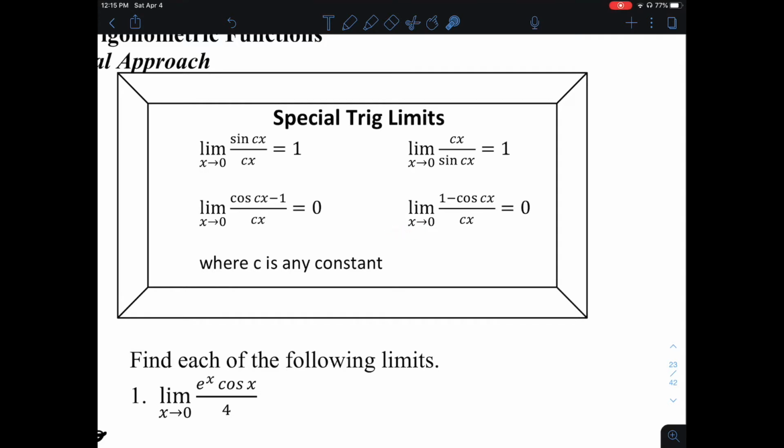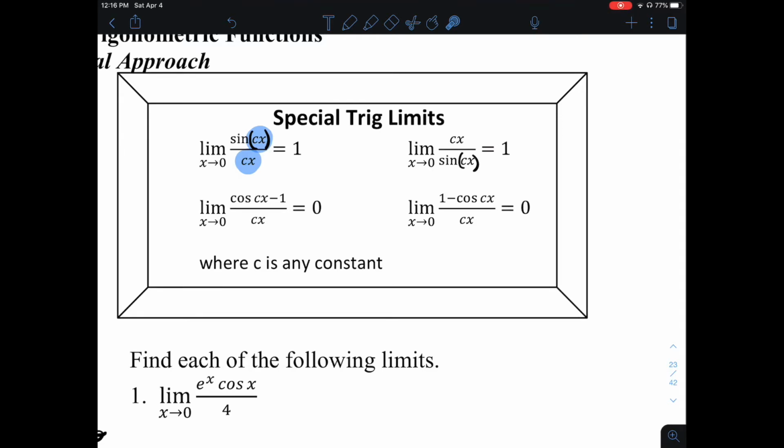Notice in each case, x is approaching 0 for all 4 of these. So this first one: if you have sine of an angle, and that's being divided by the same angle, and x is approaching 0, then this limit's always going to equal 1. And if this is reciprocated, it's the same result. If you have an angle divided by sine of that angle, and x is approaching 0, then this limit's always going to be 1.